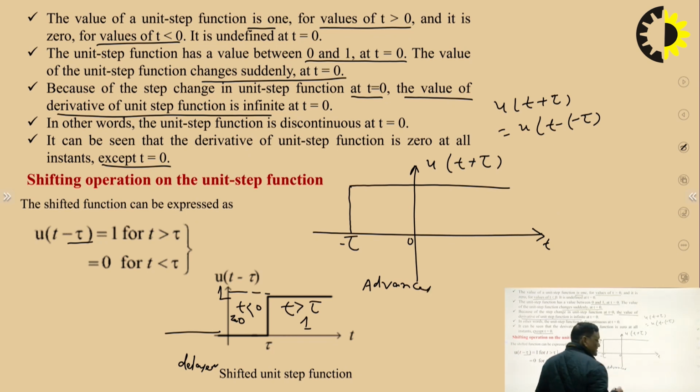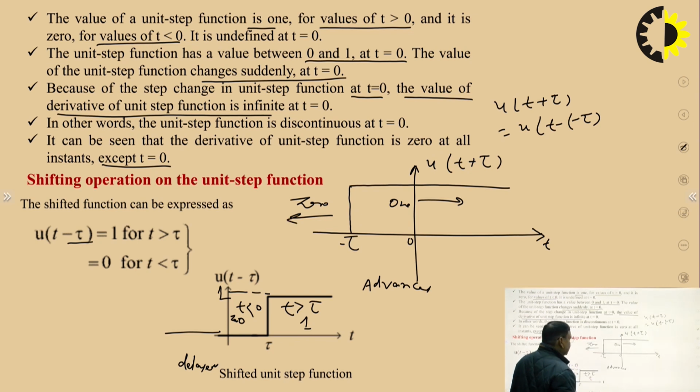So in place of starting at t equal to 0, it is starting at minus t plus tau. So its value is 1 in this interval. So in this interval, its value is 1. Here this is 0. So this is 0 and this is 1. So this is the shifting operation of the unit step.